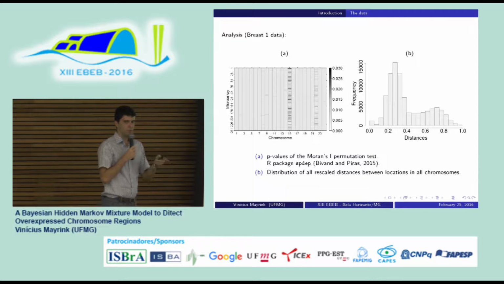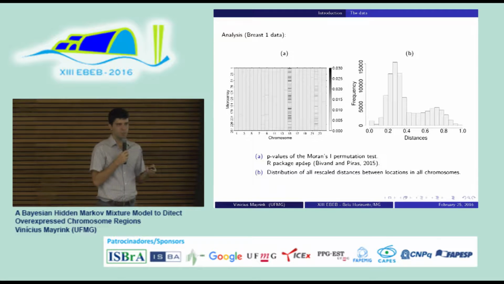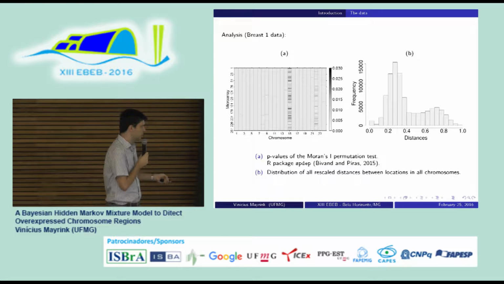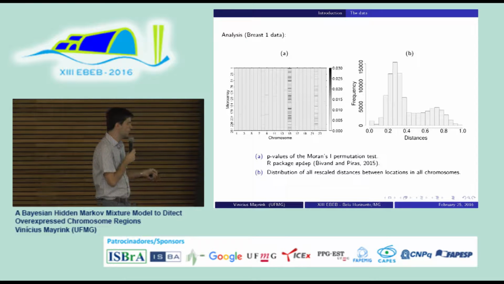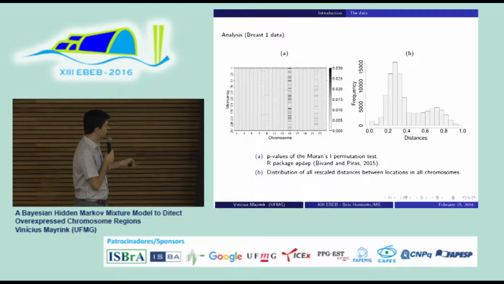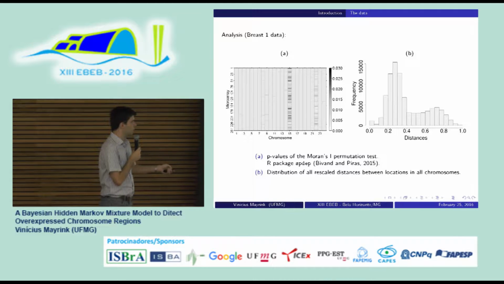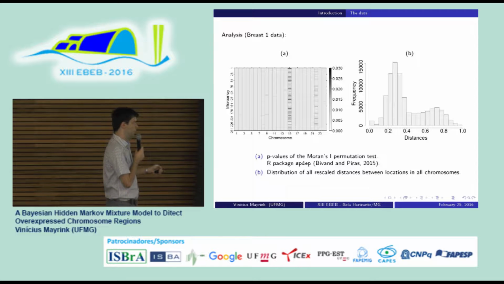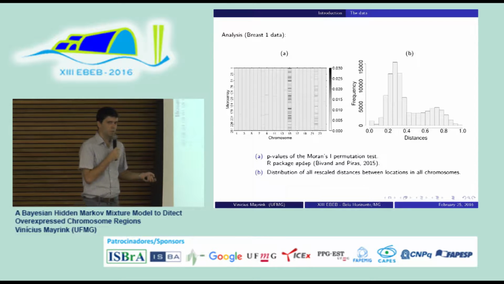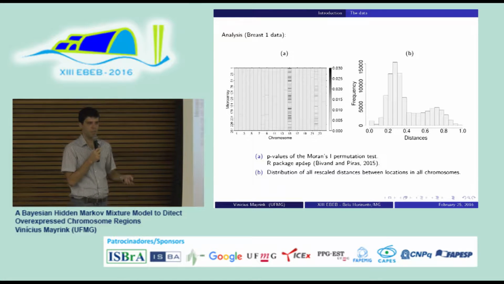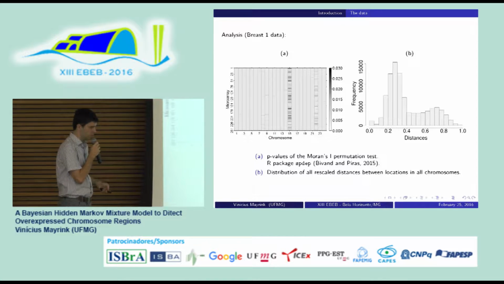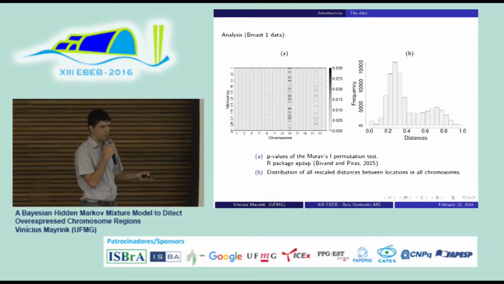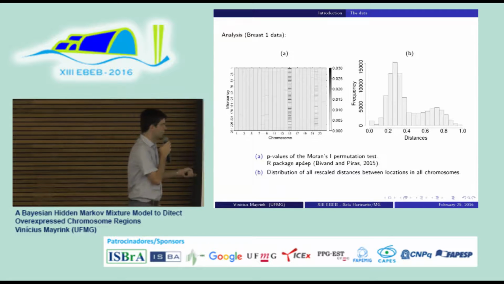Well, given that we have this irregularly spaced series, basically we have something that is related to spatial statistics. So we applied this permutation test, Moran's I permutation test, to compute p-values, for example, for a sample of 251 arrays across all chromosomes available for analysis, 24 of them, including X and Y. And all these p-values are below 0.05, indicating that we have a spatial association in the data.